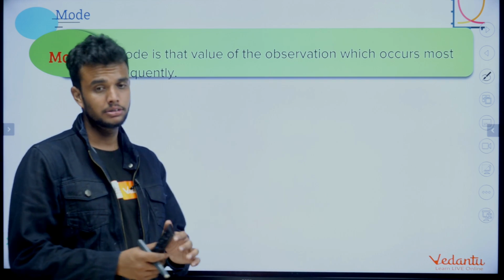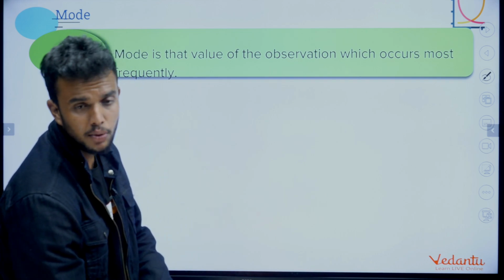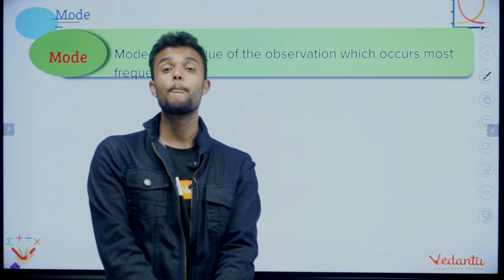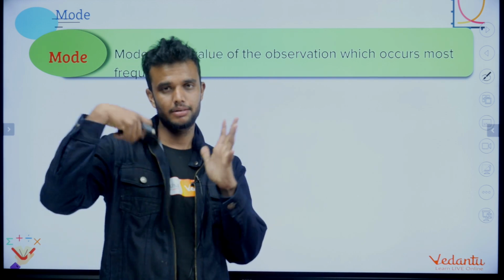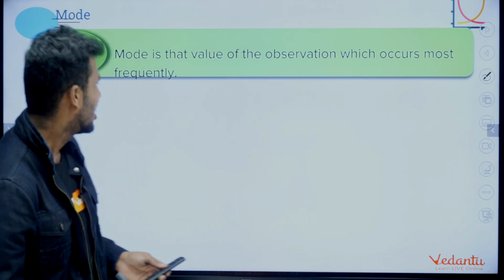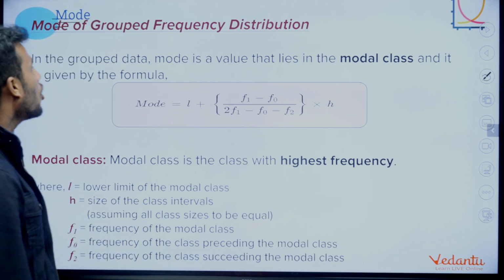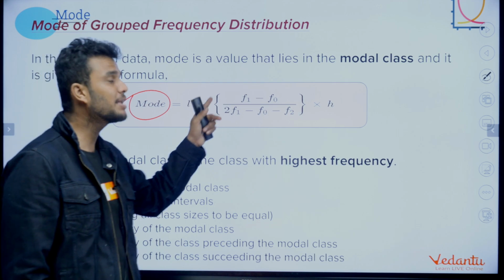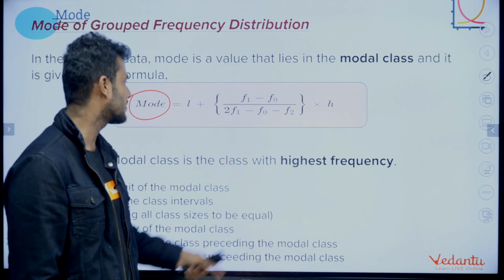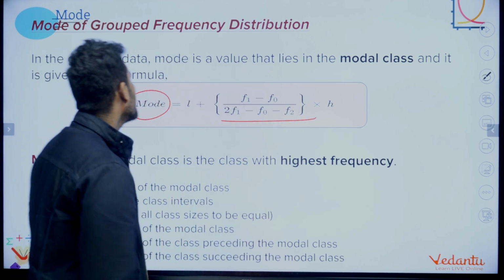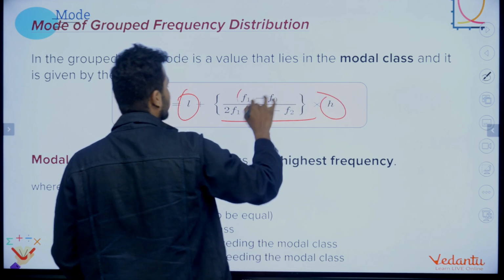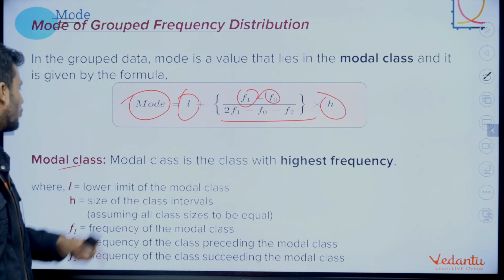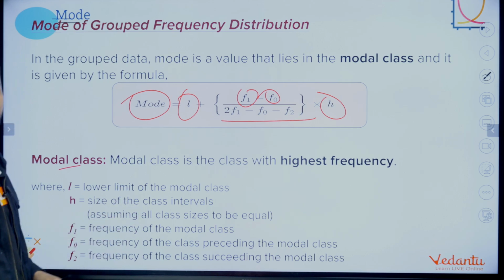Then move to the mode. Mode is the value we already discussed. It is the value of observation which occurs most frequently. This is called mode. Okay, students. How to find the mode? Mode is given by this formula: l plus h into (f1 minus f0) divided by (2f1 minus f0 minus f2), frequency 1 minus frequency 0. If you know the l value, h value, f1 value, f0 value, you can easily find it. Okay, modal class. Modal class is the class with the highest frequency.